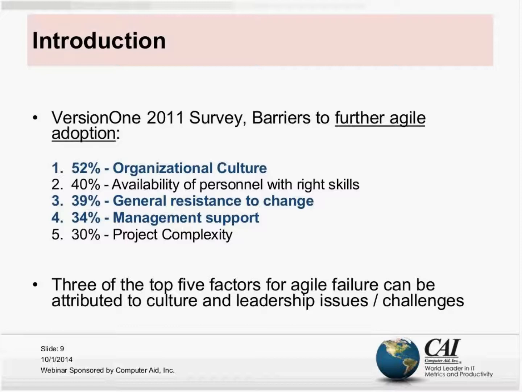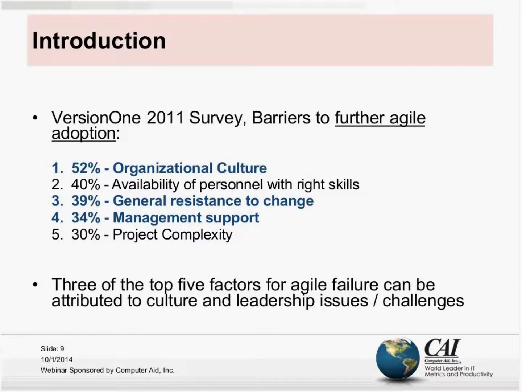As far as introduction goes, VersionOne is an ALM, an Agile Lifecycle Management tool provider, relatively popular, along with Rally and several other tools. And VersionOne does a service for us in that they do an annual survey that I think is quite valuable, and they make the results available publicly every year. They're in the middle of doing their 2014 survey now, I think.